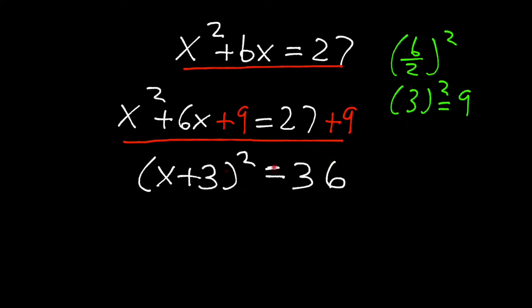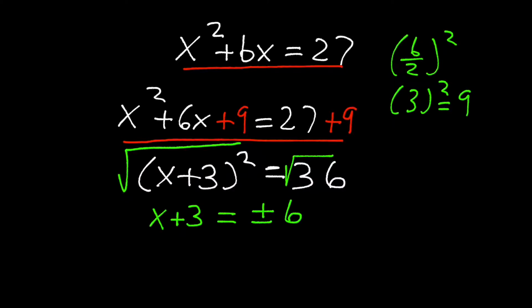This looks a lot like what we just started the video with. We have a squared term, we have an answer, and we need to solve for x. So we're going to use the same techniques that we started off this video with. We are going to take the square root of both sides. That gives me x plus 3 equals plus or minus 6.